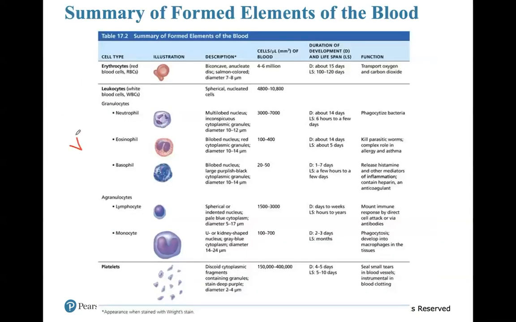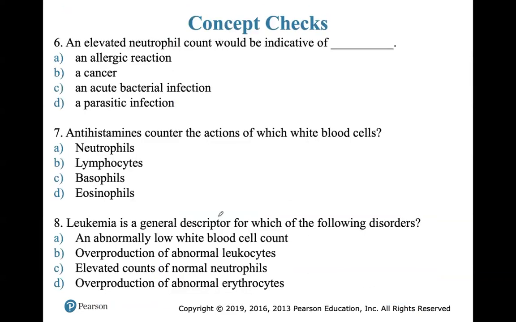This is the entire summary of what we just spoke about. Pay attention to this table. It's a nice table, everything summed up together. Now, questions for you. Mainly the questions, like I said, will be coming from the functions of these WBCs. The first question: an elevated neutrophil count would be indicative of what among these options?